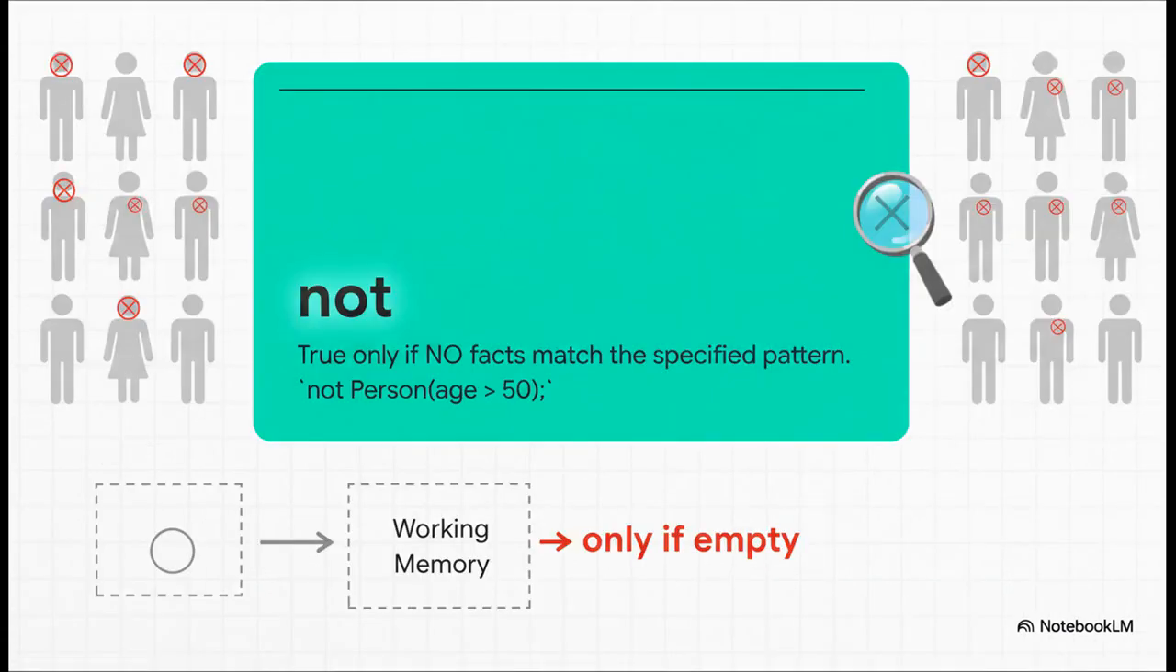You know, sometimes the most important condition is checking for something that isn't there. And that's exactly what the not keyword is for. It lets you write rules that fire only when a certain type of fact doesn't exist. This example here is perfect. This rule will only activate if there's not a single person over the age of 50 in our data.